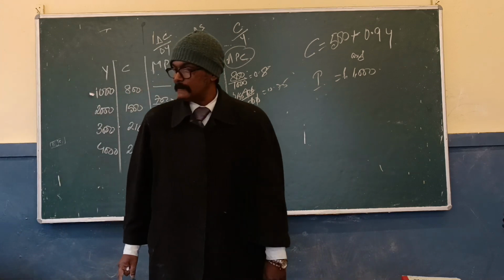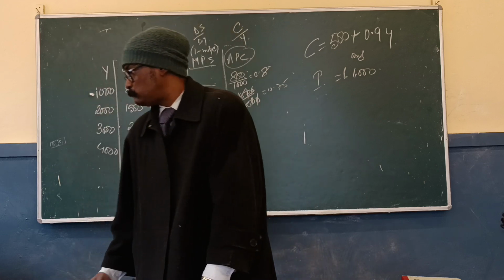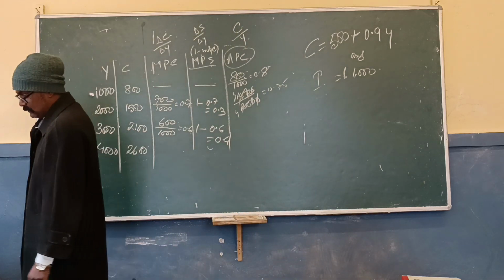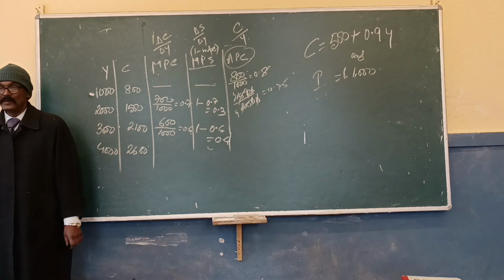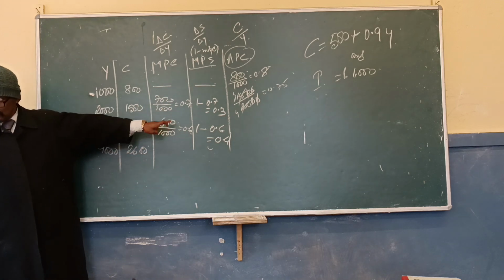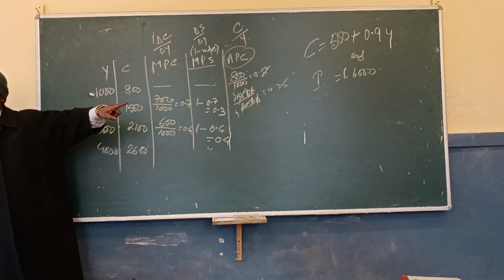Can you repeat the first question? Calculate the equilibrium level of national income. What, you have not understood? Which one? This one you have not understood? This one is a little bit complicated.